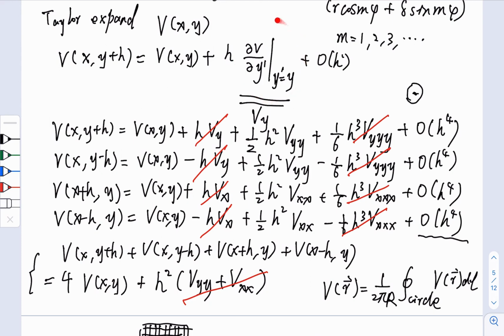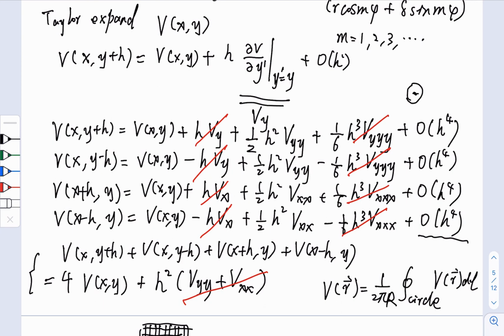But for simplicity, let's denote this complicated term of the y derivative evaluated at y as v_y. Then we can write down the Taylor expansion for (x, y plus h), (x, y minus h), as well as (x plus h, y), (x minus h, y). Now we notice that the first order terms cancel each other, and the third order terms cancel each other. What's left over are four terms on the left here, 4v(x,y) here, and also second order derivative terms here. So it combines to h squared times v_yy plus v_xx. However, we notice that this is simply the Laplacian evaluated at x and y, which gives us 0.